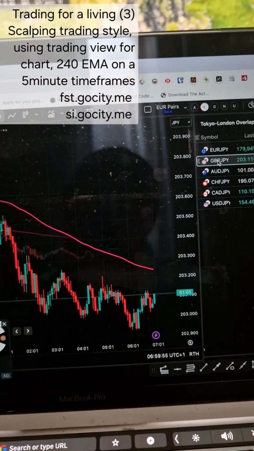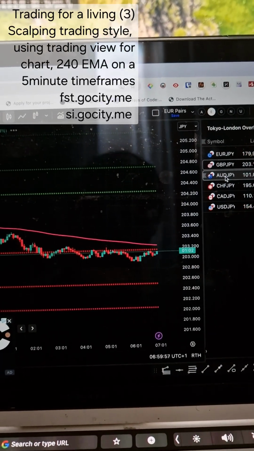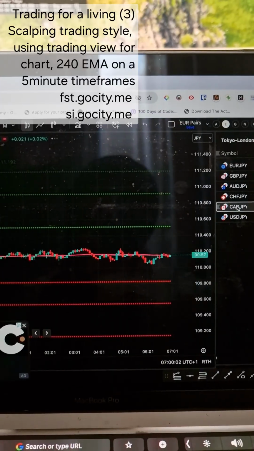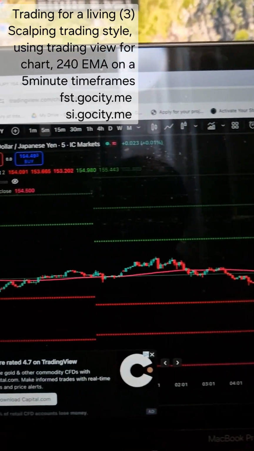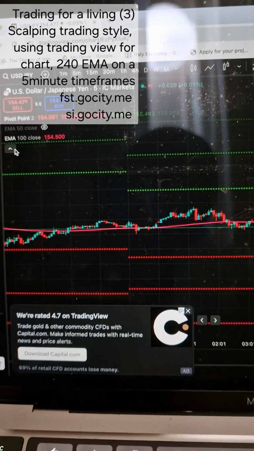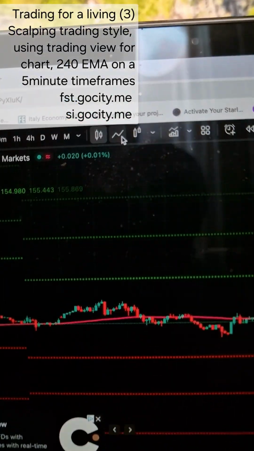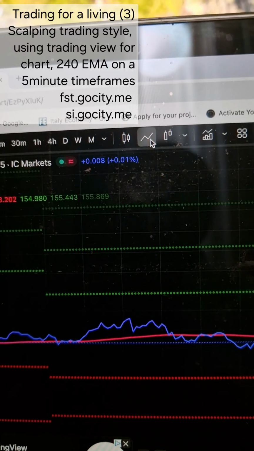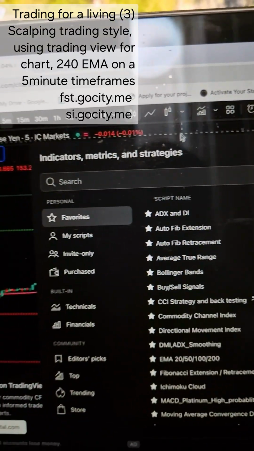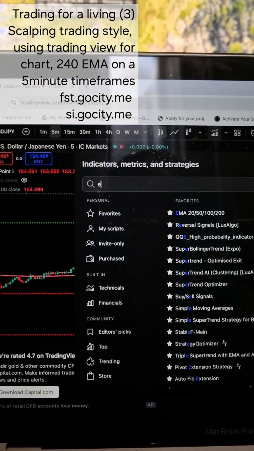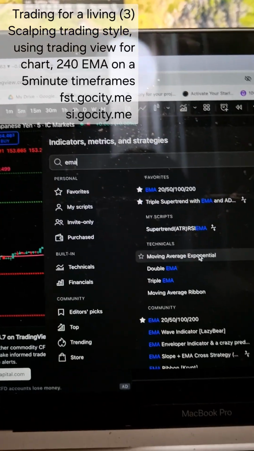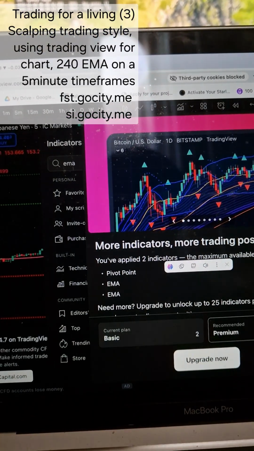Also on other pairs that I will be toggling on. So for this purpose, I will be adding the 240 moving average. I click on this, it is just the line, then I click on the indicator line, EMA. I like using the exponential moving average because of its lag, and it's very good.